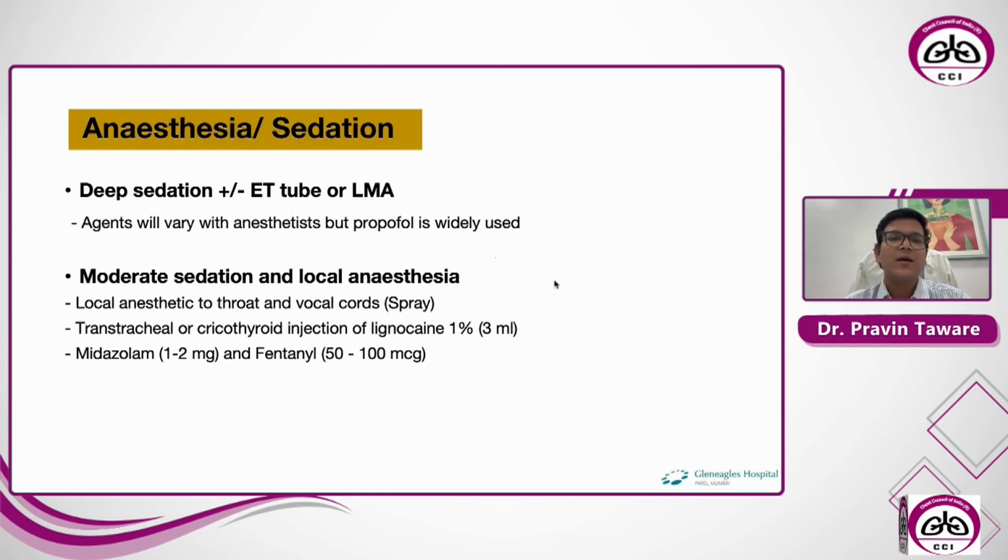Anesthesia you should discuss prior to doing the EBUS procedure. If the patient requires deep sedation along with ET tube intubation or LMA, agents will vary with the anesthetist, but propofol is widely used. If you are using moderate sedation along with local anesthesia, use good infiltration in the throat or vocal cord. As you go in, you can spray, or use transtracheal or cricothyroid injection of lignocaine for better local anesthesia. Midazolam and fentanyl is the most common cocktail we use in our practice.